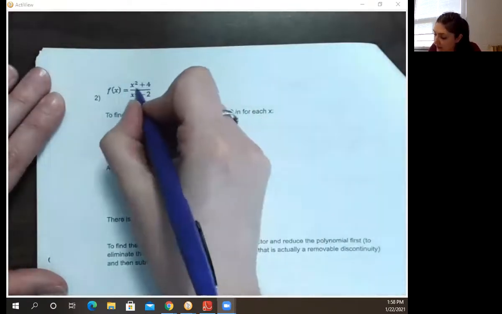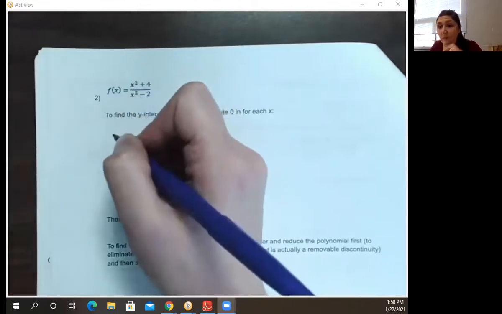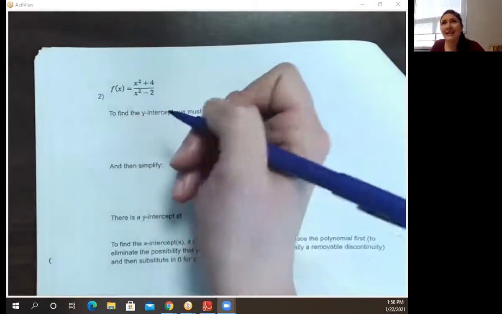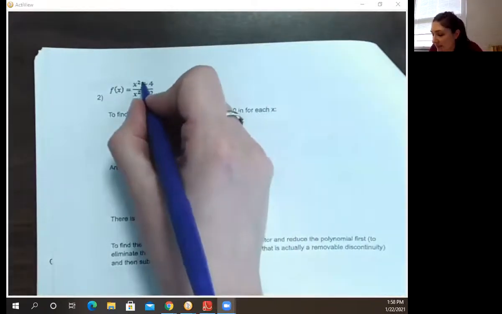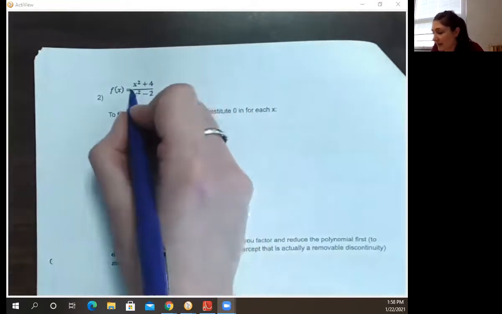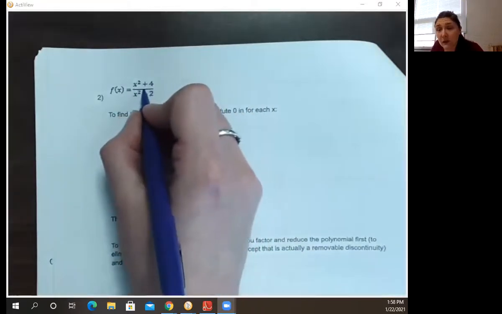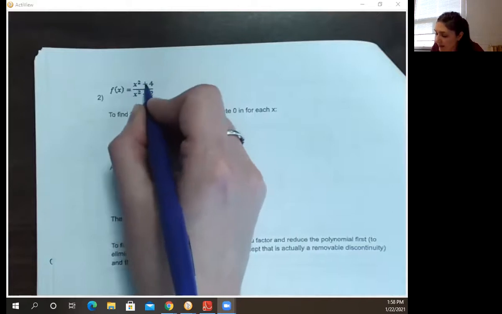X squared plus 4, it's two terms. I don't have a GCF here. So what I want to do is factor this as a difference of squares, but it's not a difference, it's a sum here. So this is not going to factor into real numbers. So we're going to go ahead and leave that on top.